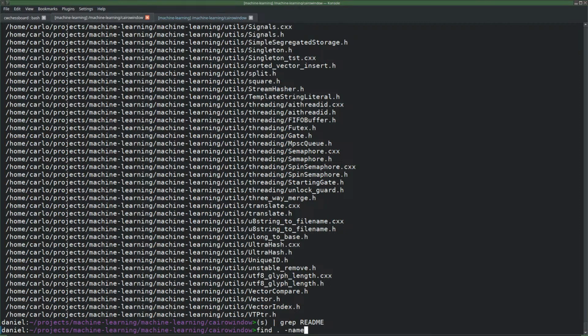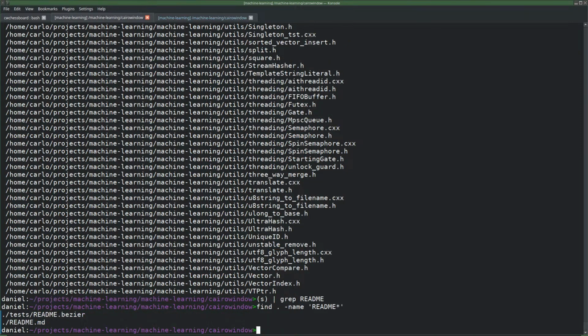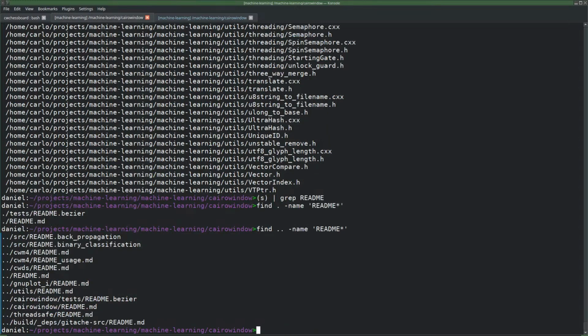Let's do this. Name readme something. Although I'm going to use it in cairowindow right now, it's more of a machine learning thing, isn't it? So let's start searching from there. Okay, yeah, and source.